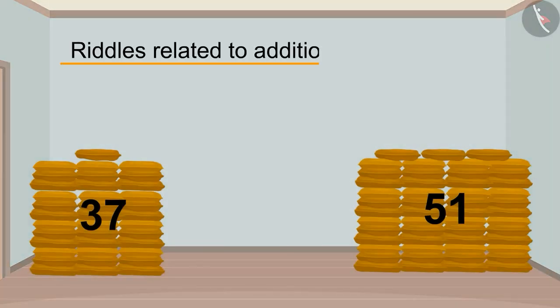Now it's your turn to make one riddle for addition and subtraction, each related to the question given on the screen. 37 sacks are kept in one corner of a room and 51 sacks are kept in the other corner. Share the question with your friends and family by making riddles.